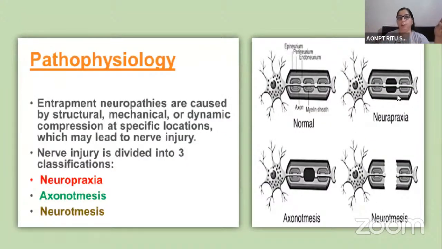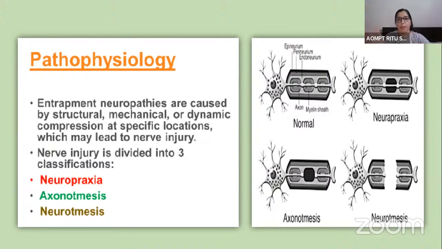In this also is the pathophysiology of all the nerves related to entrapment neuropathies, which is structural, mechanical, or dynamic. Nerve injury we divide into three classifications: neuropraxia, axonotmesis, and neurotmesis. In neuropraxia, as you can see in this picture, only the conduction is blocked. That is neuropraxia. Then axonotmesis. And if a nerve is divided into two parts, that is neurotmesis.